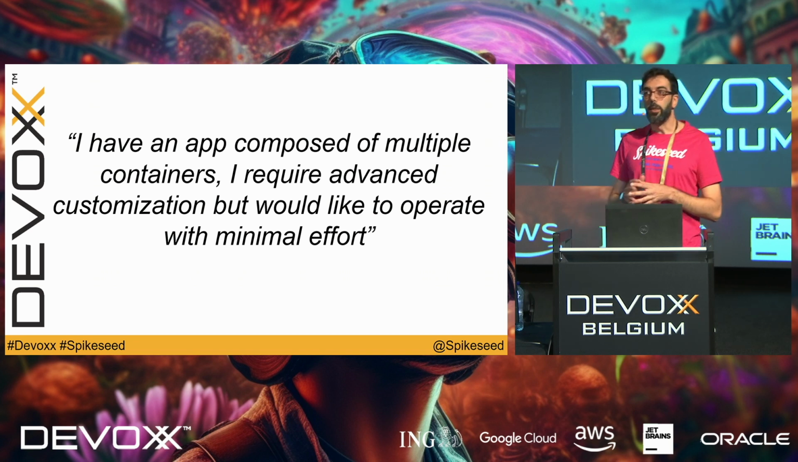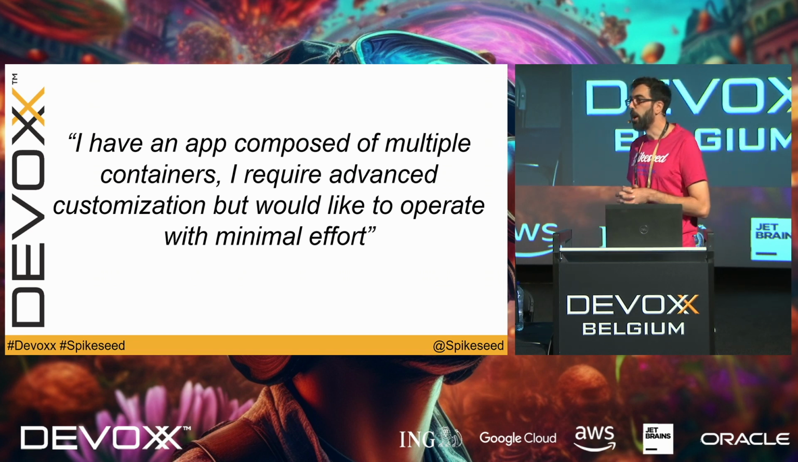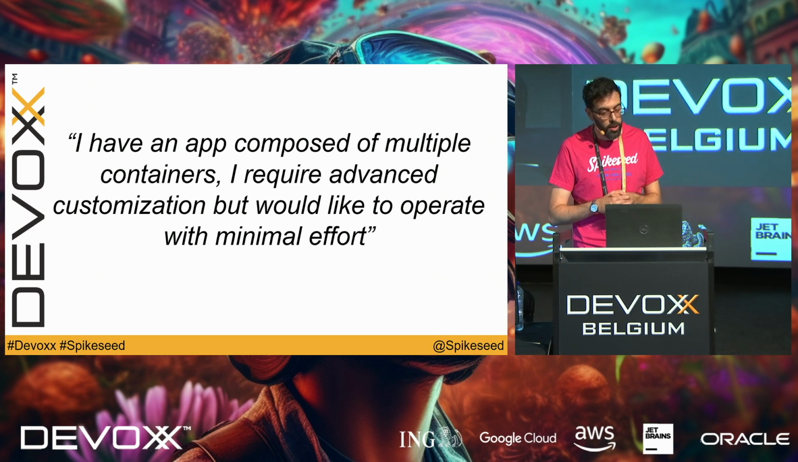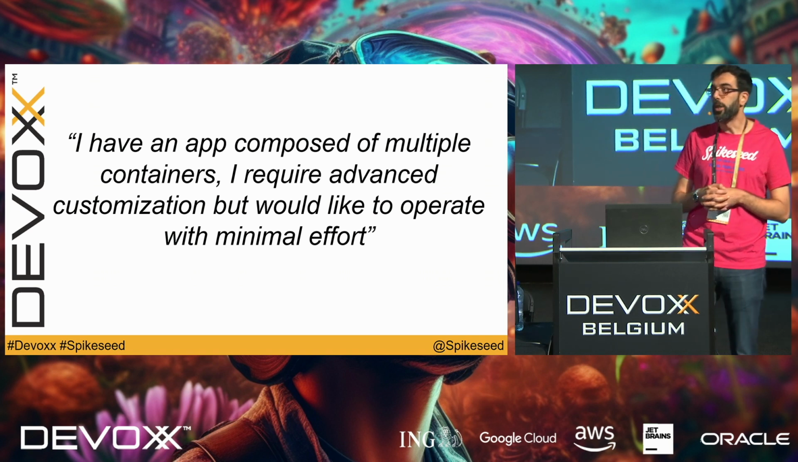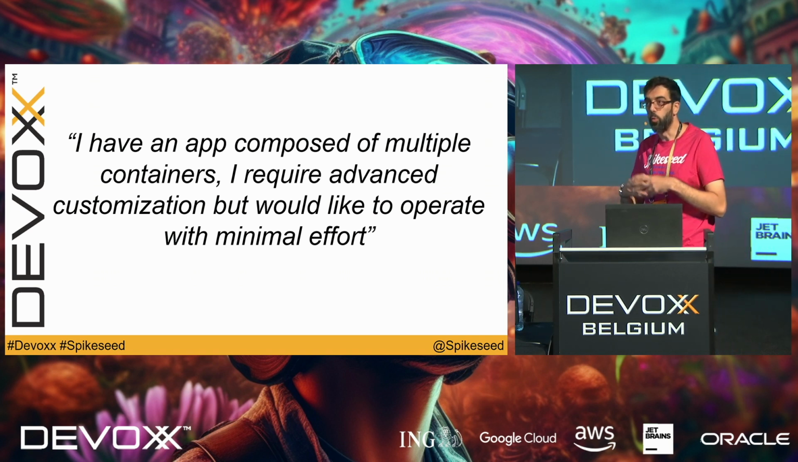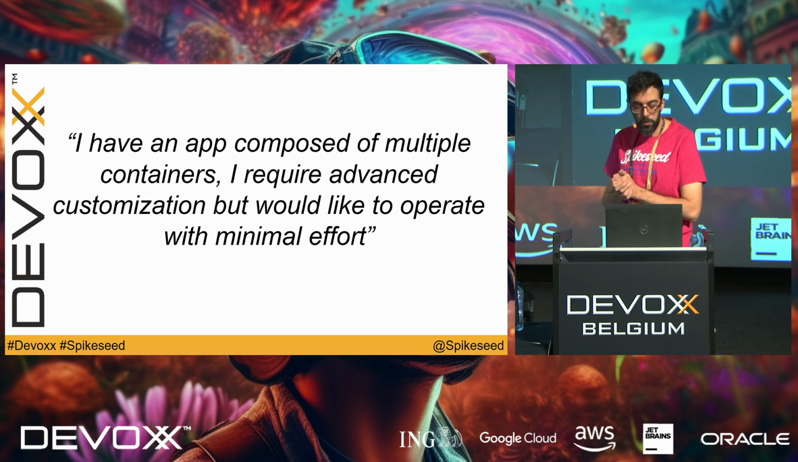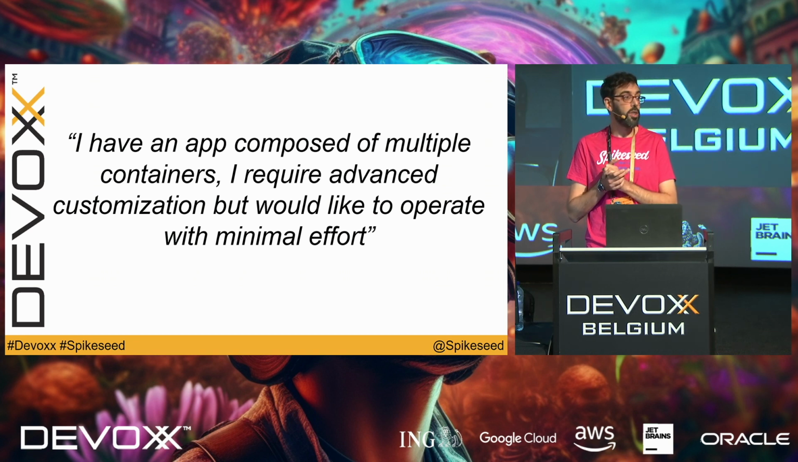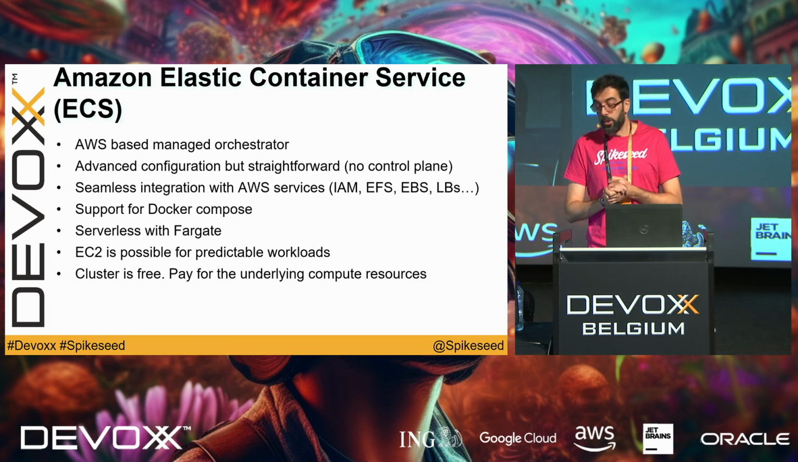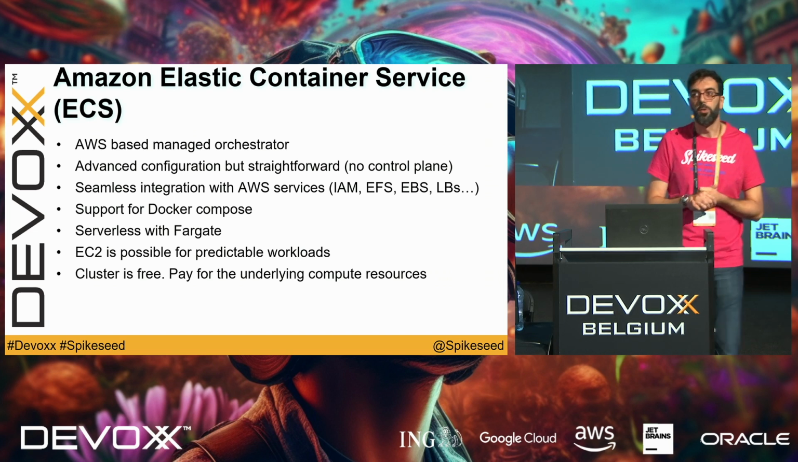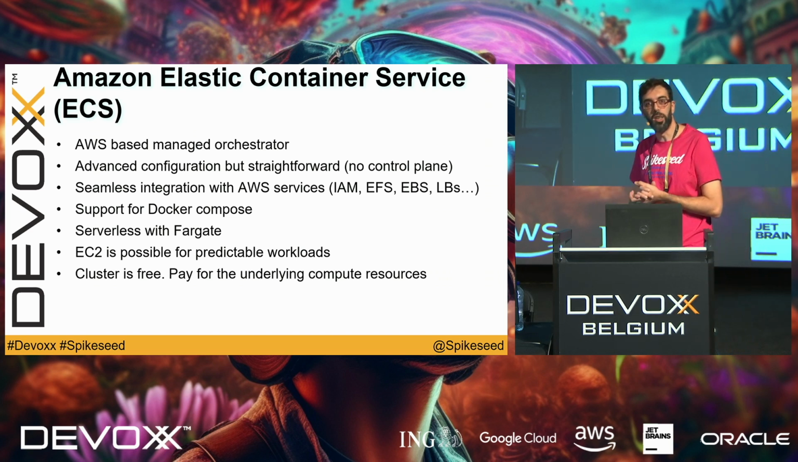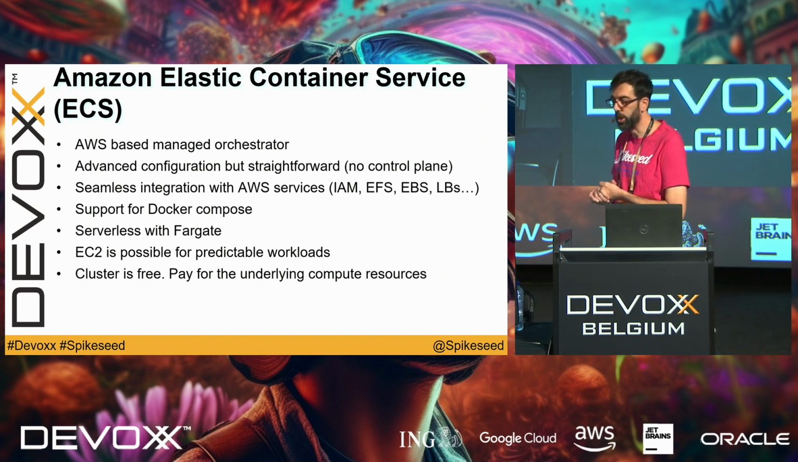Second use case, getting a bit more complex this time. So I have an app which is composed of multiple containers, so not just one. I want advanced customization for whatever reason. I might want network customization. I might want flexibility. And I want to run these containers with minimal effort. So ECS, Amazon Container Service, in this case, is probably the best option. So again, AWS managed orchestrator, not Kubernetes under the hood.